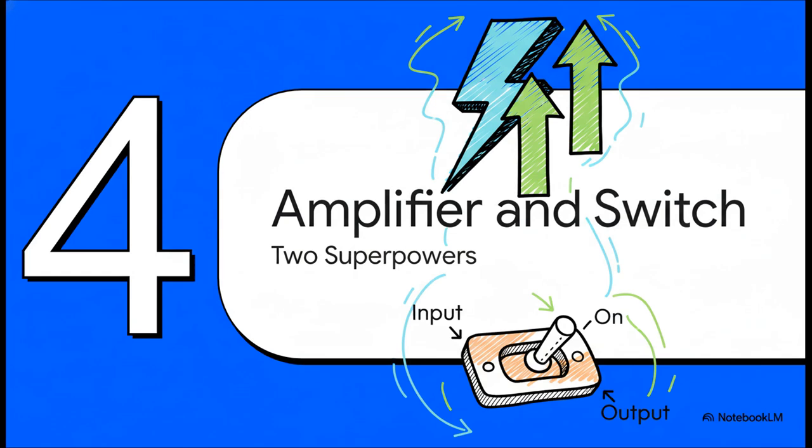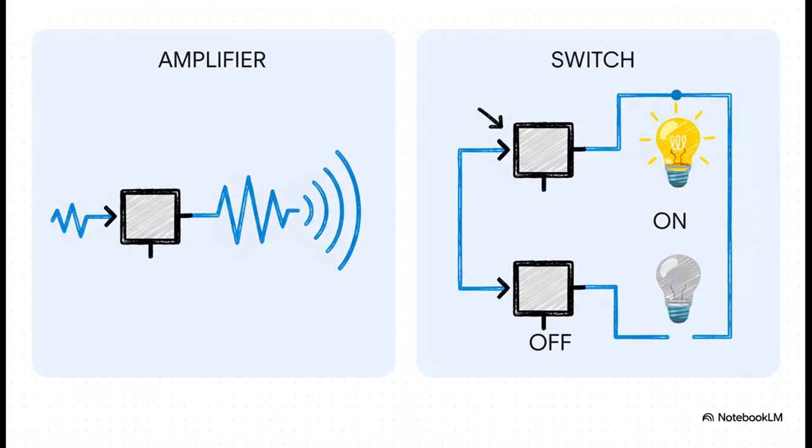So this is the really cool part. What can you do with this amazing ability to control a huge current with a tiny one? Well, this gives the transistor two incredible superpowers. It can work as both an amplifier and a switch. Let's break that down. When it's an amplifier, that small input current at the base creates a much, much larger but perfectly proportional current at the collector. It's like taking a tiny whisper and turning it into a loud shout. That's how your speakers work.